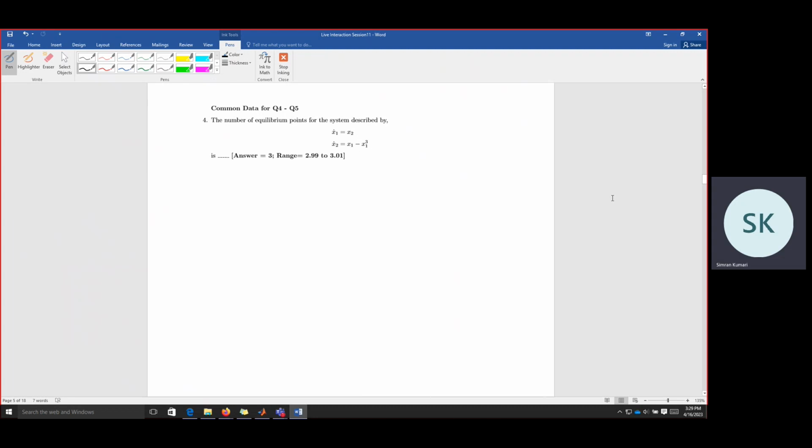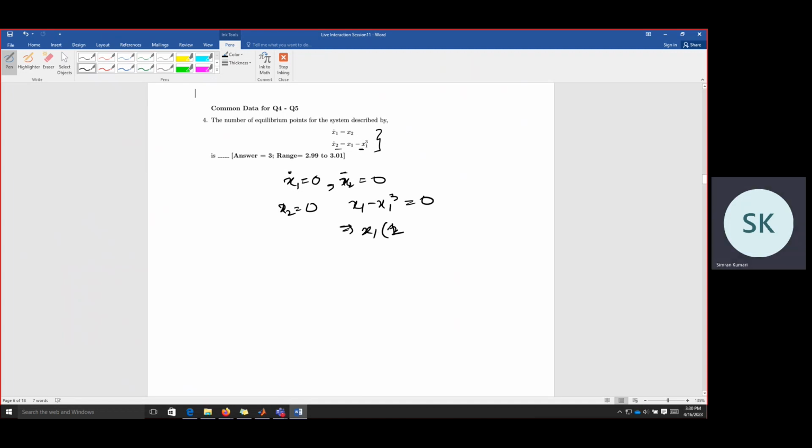It is asking the number of equilibrium points of the system described by this dynamics. We can see this is a nonlinear dynamics. The equilibrium points we have to find out. Therefore, x1 dot should be 0 and x2 dot should be 0. Now, if x1 dot is equal to 0, this means x2 is equal to 0 and x1 minus x1 cube is equal to 0. Let us simplify this.